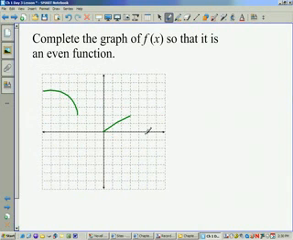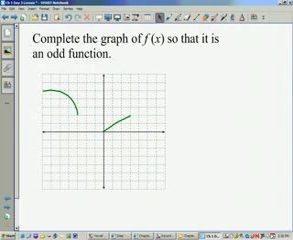Now if we want this to be an even function, we know this part here has to reflect over the y-axis, so that will look like that. This part has to reflect over the y-axis, so we're going to start here and come up to there. Now that's an even function.